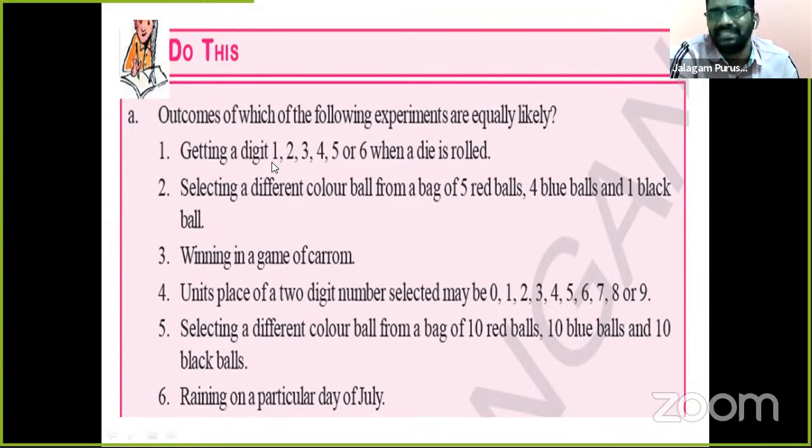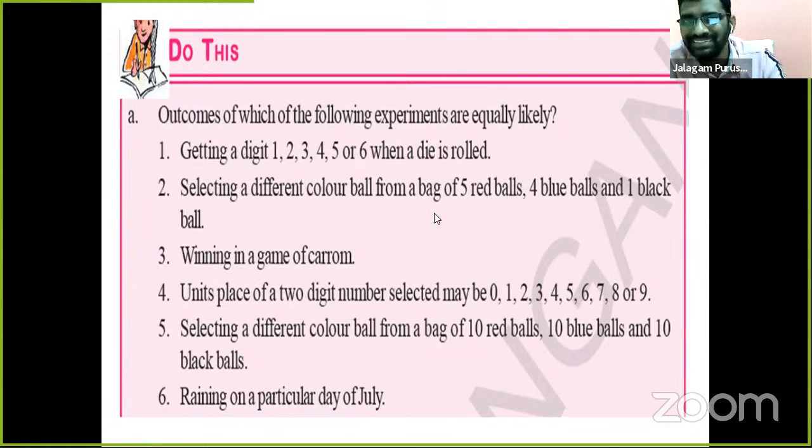So, one: getting a digit 1, 2, 3, 4, 5 or 6 when a die is rolled. How many digits are there? 6 digits. A die has 6 digits. In a die, some dots are there, in some dice 1, 2, 3, whatever it may be. So getting a digit: if we roll the die, on the top we may get 1 or 2 or 3, 4, 5 or 6. Tell me, is it equally likely?